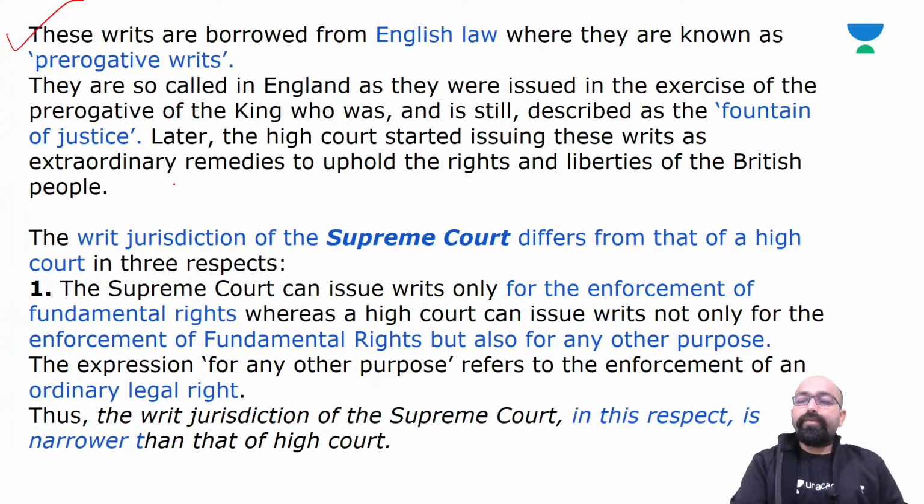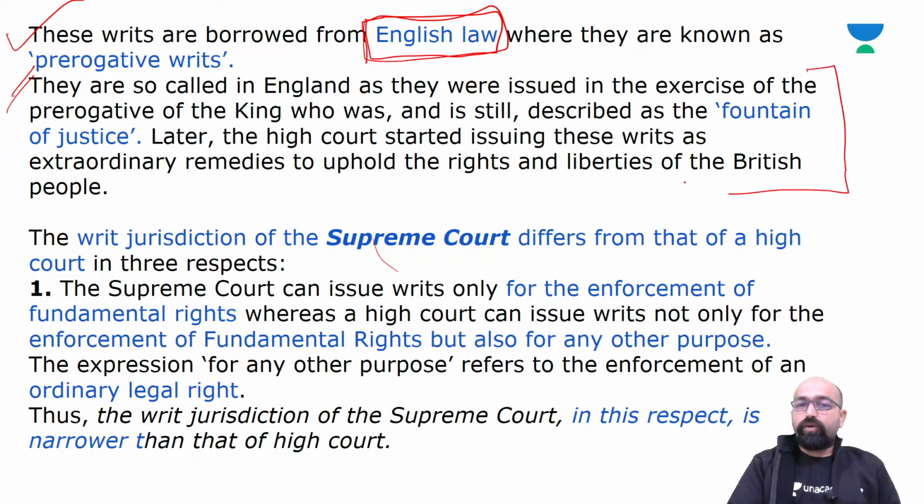Basically, these writs are borrowed from English law, where they are known as prerogative writs. They are so called in England as they were issued in the exercise of the prerogative of the king, who was and is still described as the fountain of justice. Later, the High Court started issuing these writs as extraordinary remedies to uphold the rights and liberties of the British people. Just remember this historical background, that we borrowed these writs from British law.